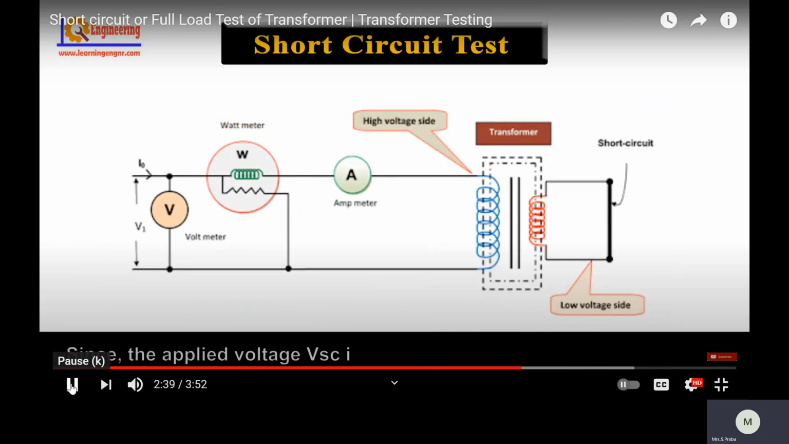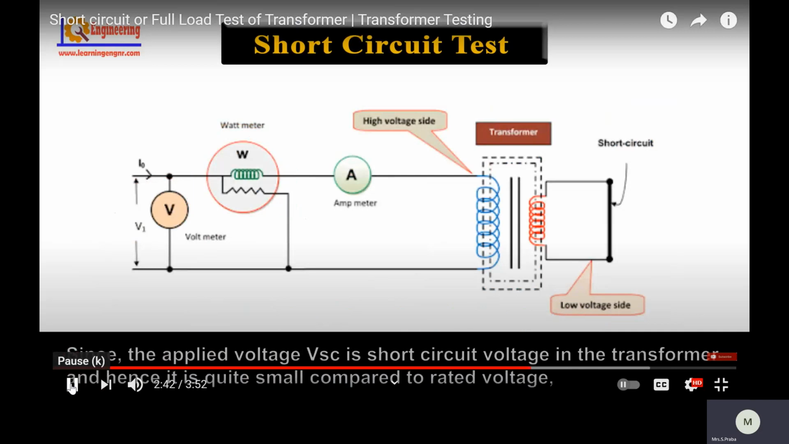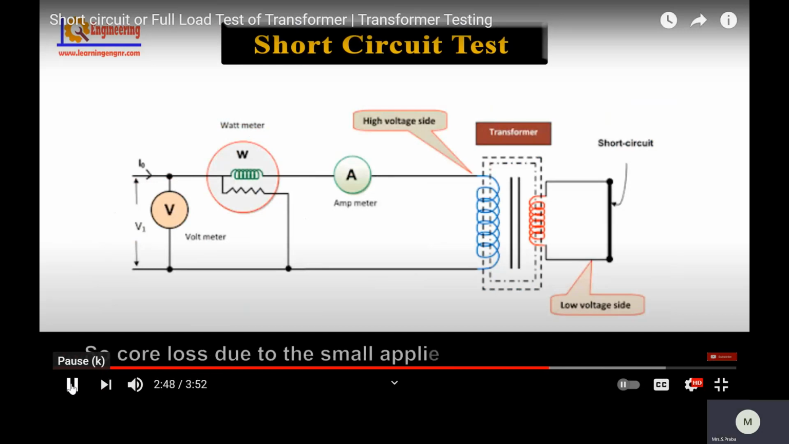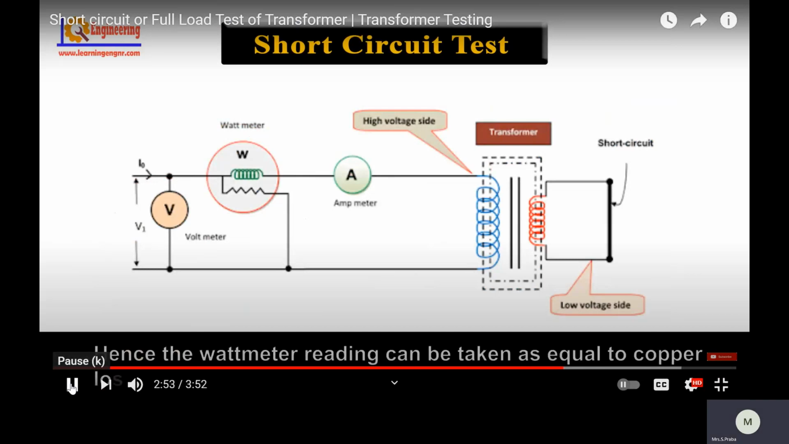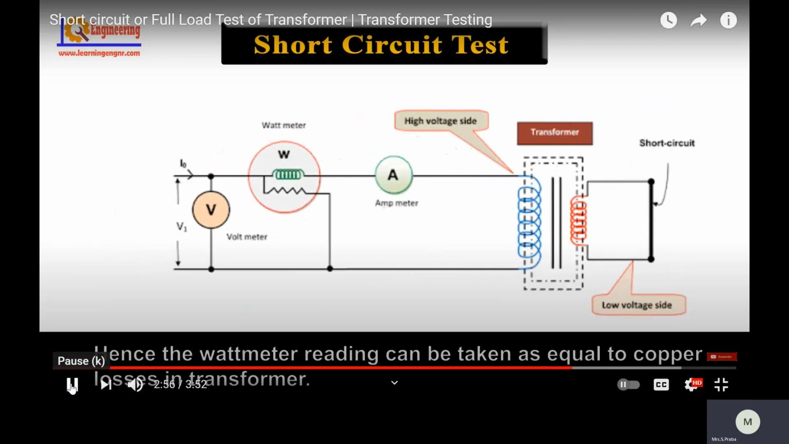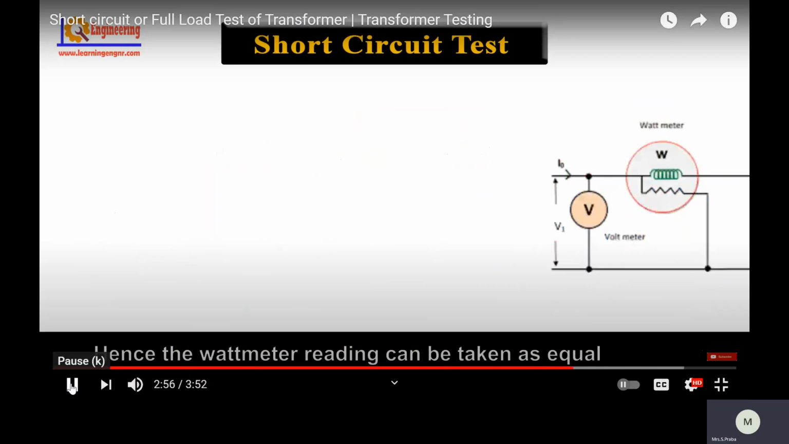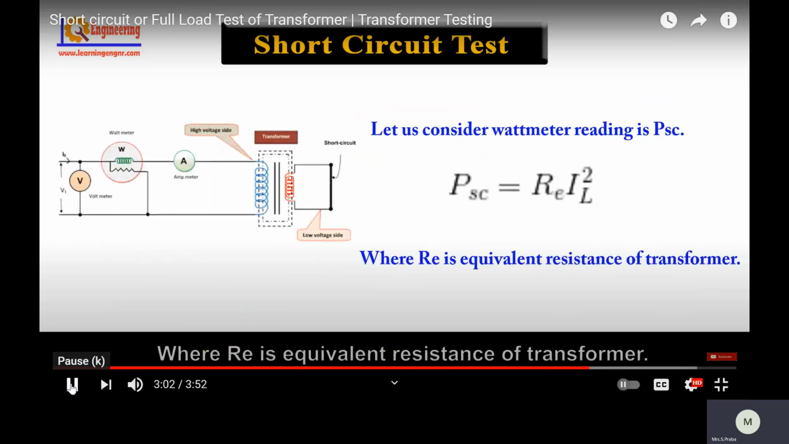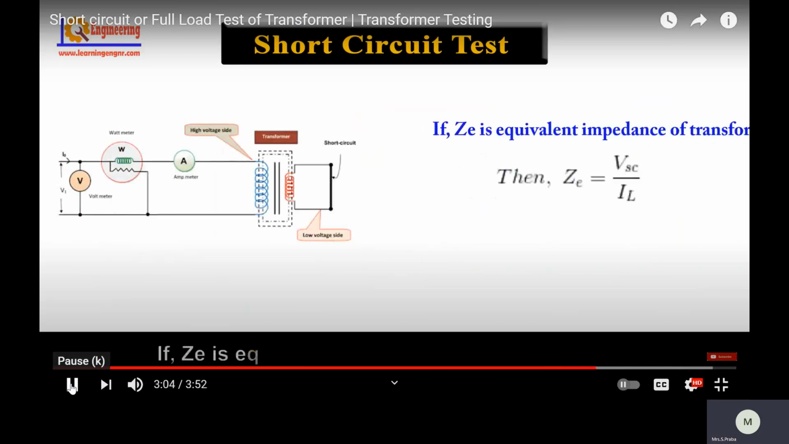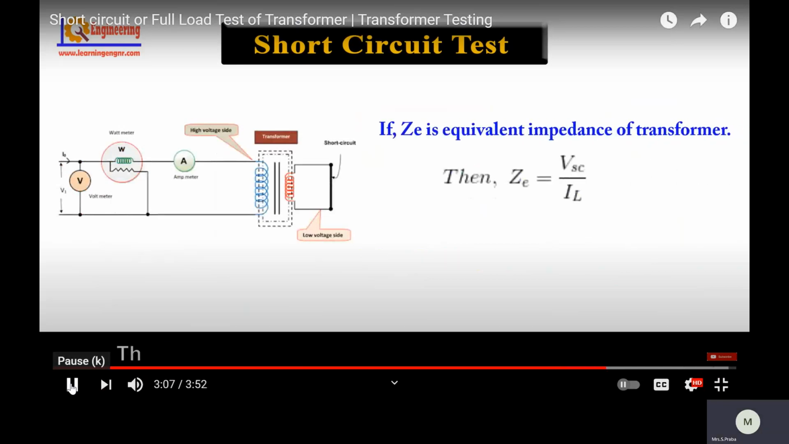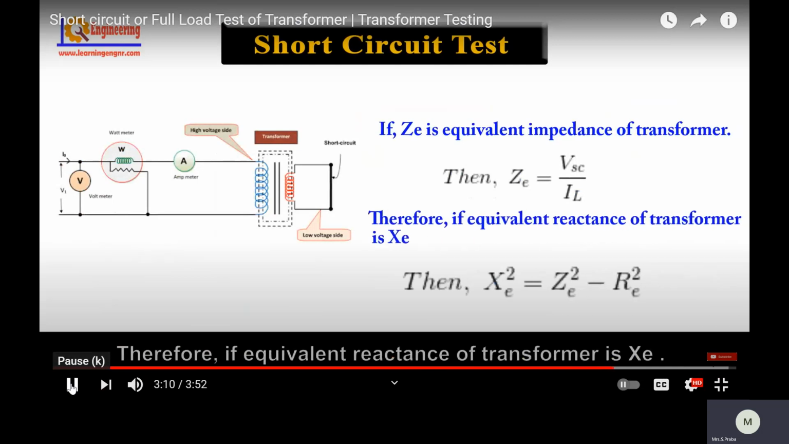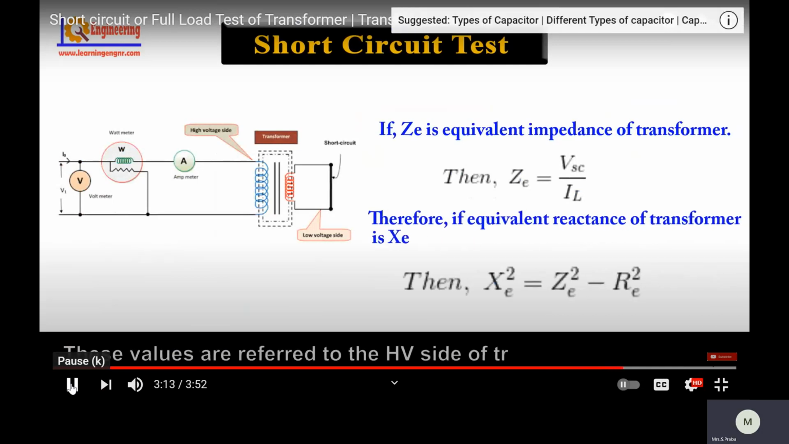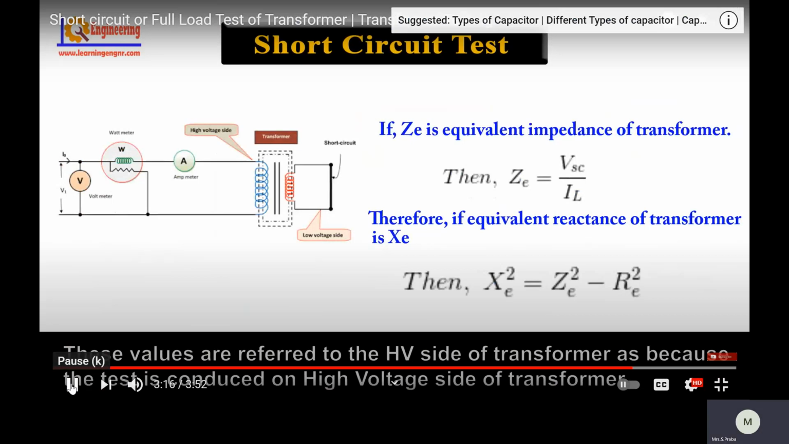Since the applied voltage VSC is the short-circuit voltage in the transformer, it is quite small compared to the rated voltage. So, core loss due to the small applied voltage can be neglected. Hence, the wattmeter reading can be taken as equal to the copper losses in the transformer. Let us consider the wattmeter reading is PSC, where RE is the equivalent resistance of the transformer, and ZE is the equivalent impedance of the transformer. If the equivalent reactance of the transformer is XE, these values are referred to the high voltage side of the transformer, because the test is conducted on the high voltage side.